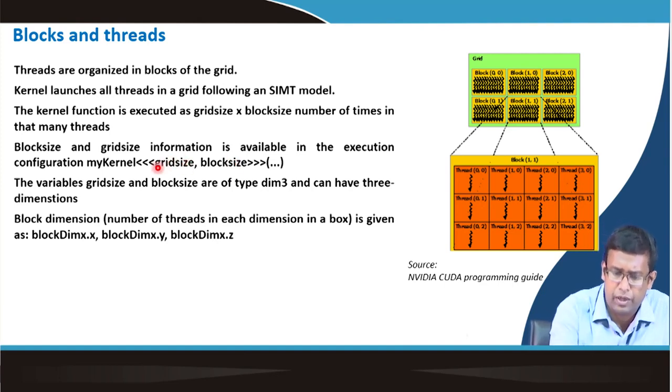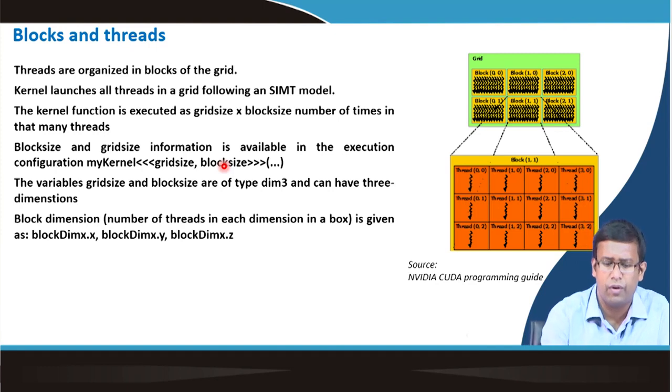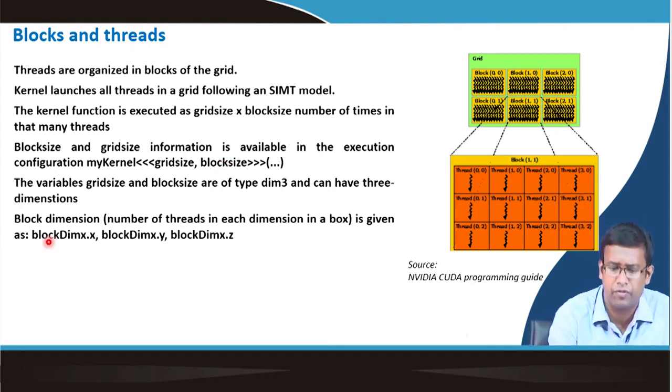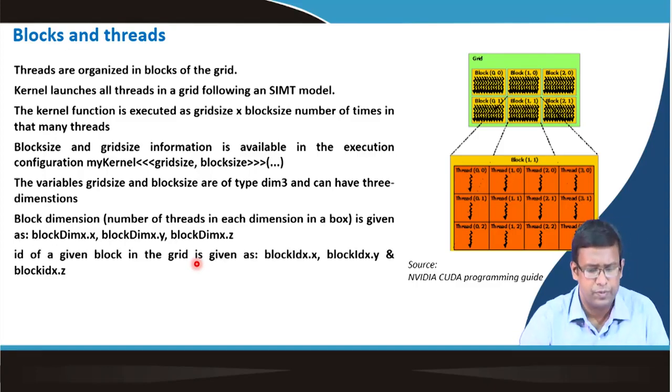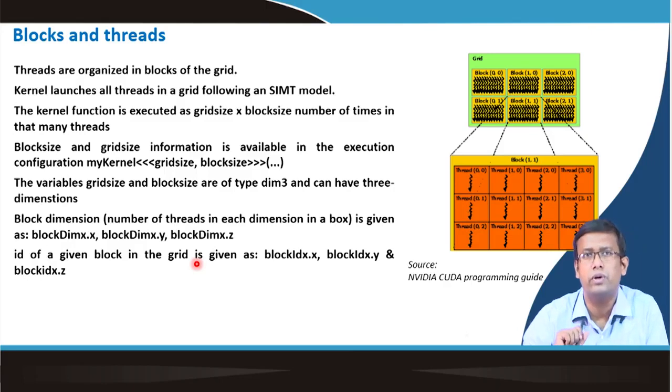You are specifying grid size and block size as dim3 variables, but inside the kernel you might need to know the total number of blocks and the total number of threads inside a block, which can be found out. The block dimension, that is the total number of threads inside a block, can be found out from these variables. And a thread is also required to know its identity. What is the specific number of the thread?